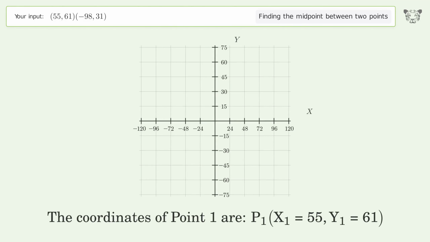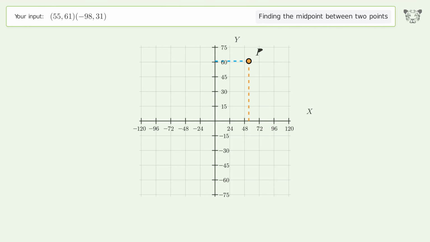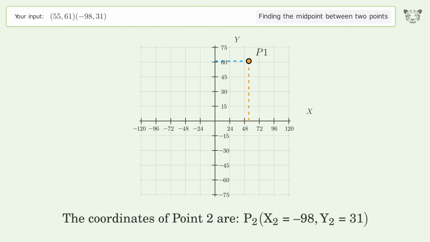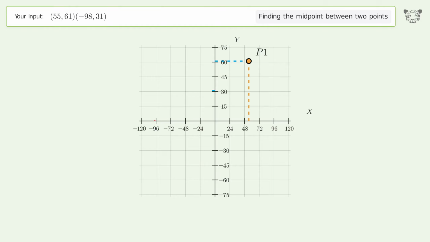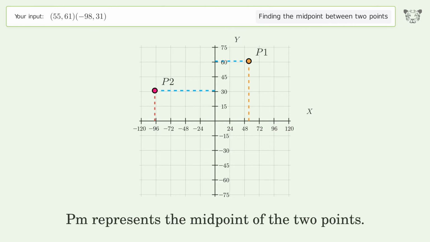The coordinates of point 1 are x1 equals 55, y1 equals 61. The coordinates of point 2 are x2 equals negative 98, y2 equals 31. PM represents the midpoint of the 2 points.